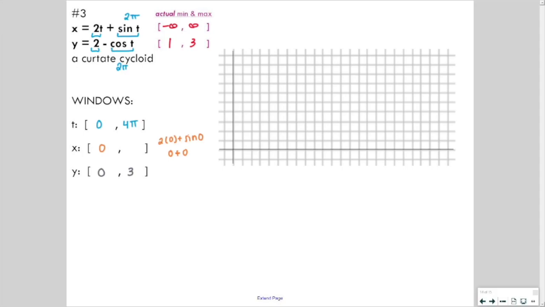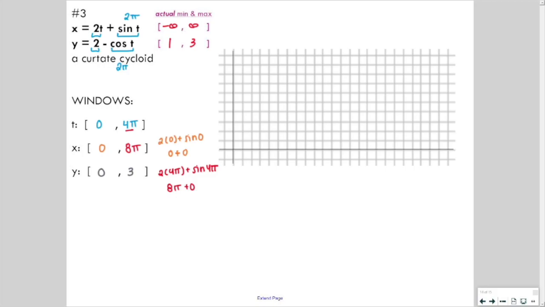I'm going to do the same thing with 4 pi next. So 2 times 4 pi plus the sine of 4 pi. Well, that's 8 pi plus 0. So our upper bound for x is 8 pi. 0 to 8 pi is our window values for x.